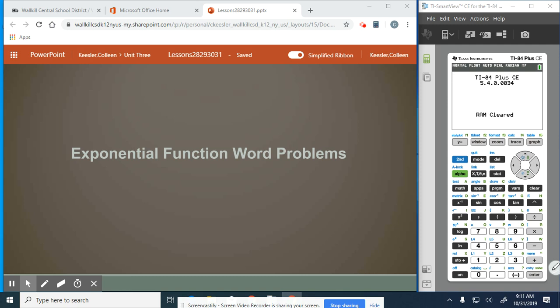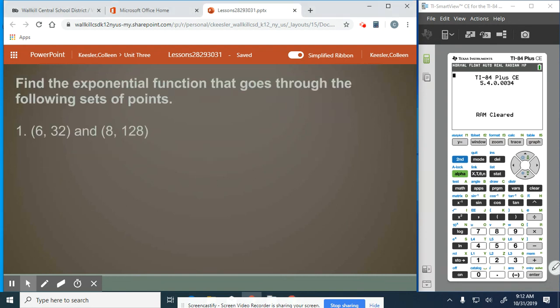Hey gang, today we're going to continue with some exponential functions, looking at word problems and creating a function that relates to the word problem. First, let's review what we did yesterday. So the directions say find the exponential function that goes through the following set of points. So remember, we need that equation.